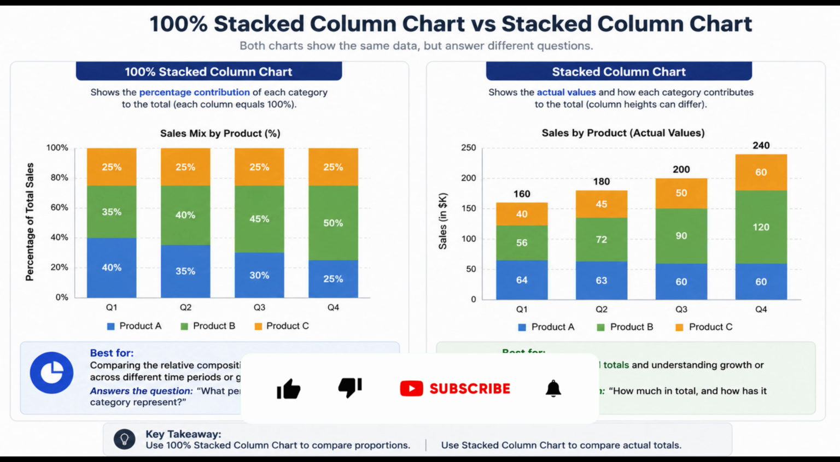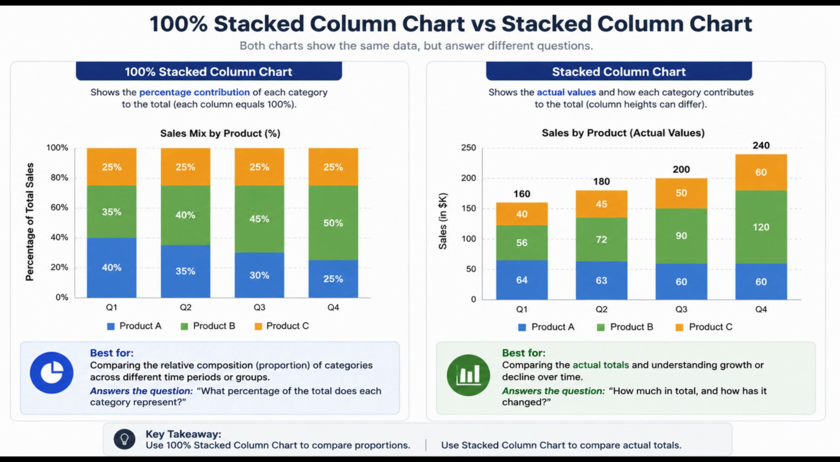While a standard stacked column chart changes the total height of each column to display absolute values, a 100% stacked column chart normalizes your data, forcing every single vertical column to reach the exact same height of 100%. Instead of comparing total volumes, this chart shifts the focus entirely to the relative percentage contribution of each internal segment.